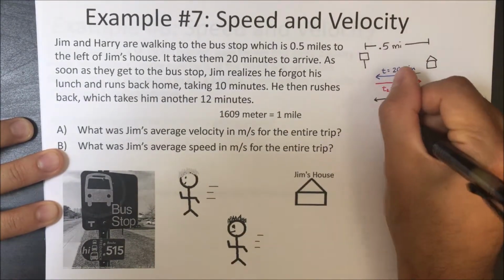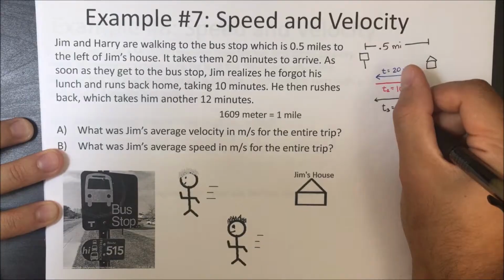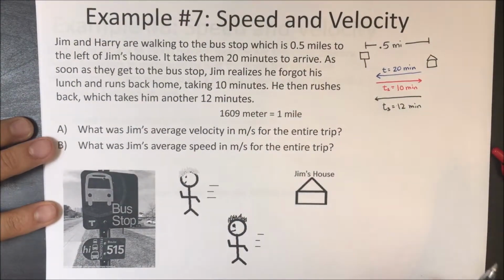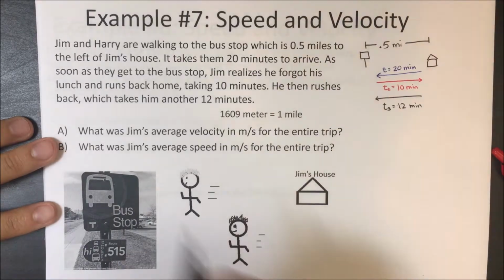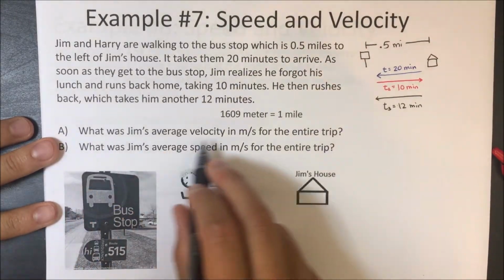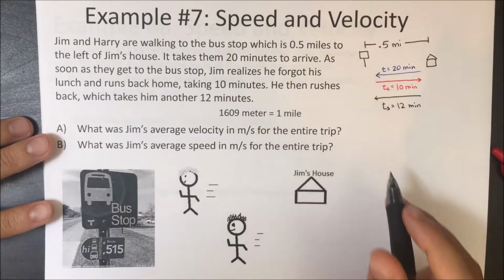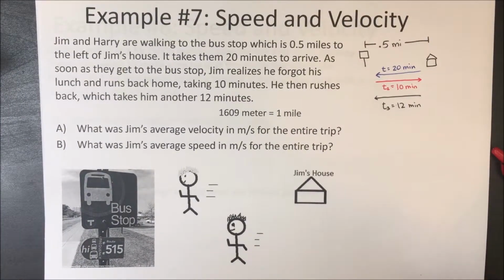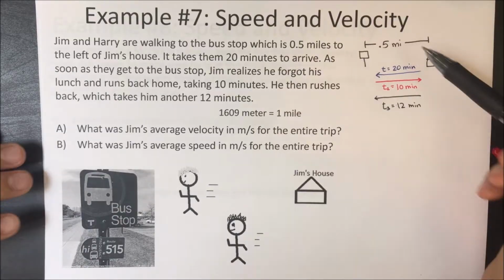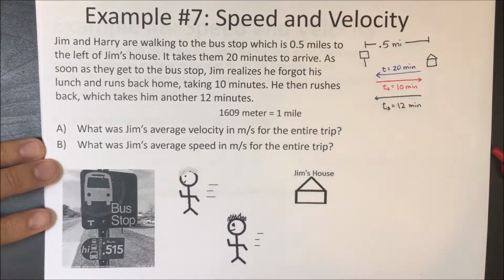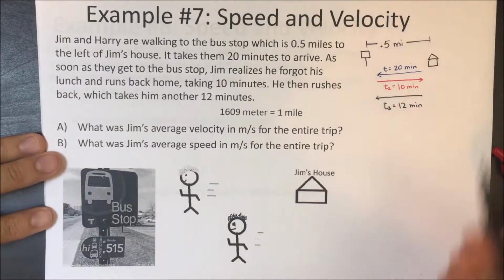I'm going to call this T3, and it takes him 12 minutes. Okay, so going a lot of back and forth here. Question A is asking, what was Jim's average velocity in meters per second for the entire trip? There's a few things going on here. First, we have things in miles and minutes, but we want it in meters per second. So let's just get the answers in the units that we have.